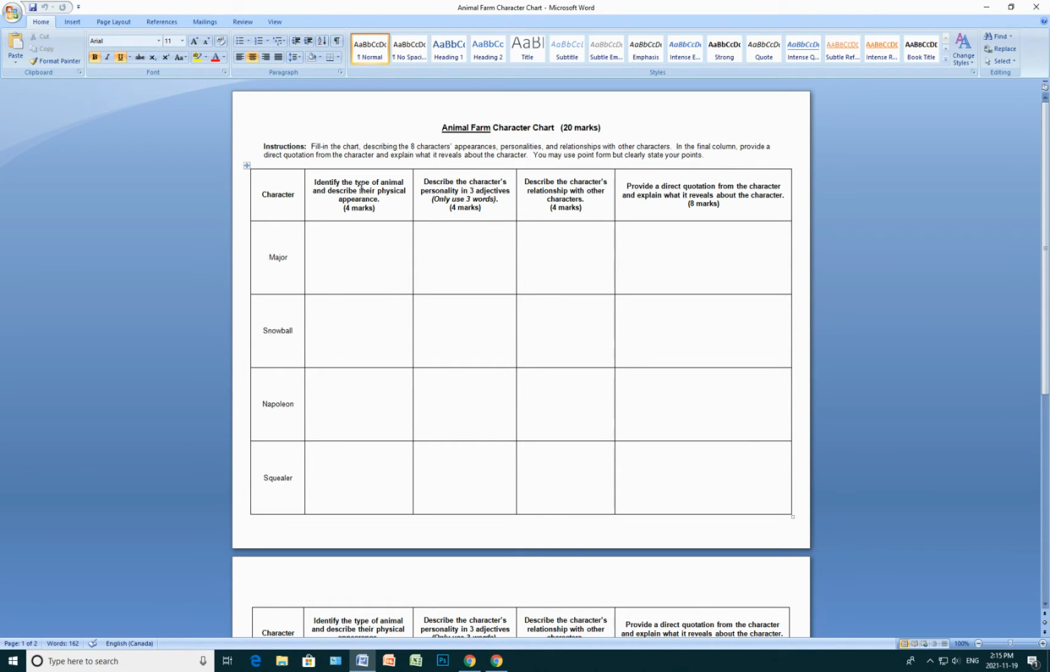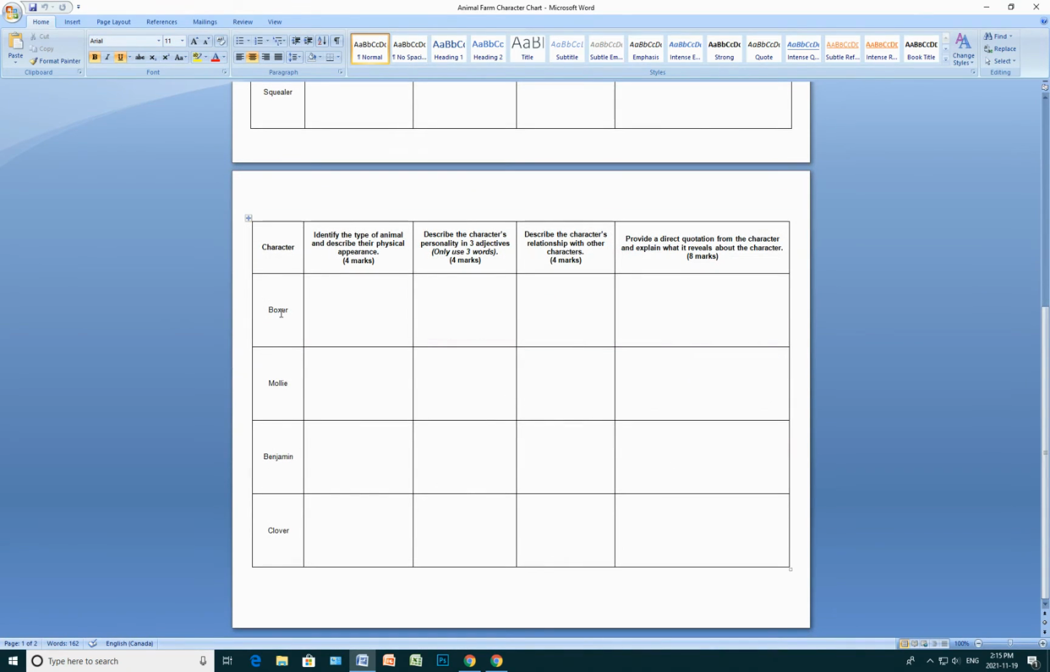The first column asks you to identify the type of animal and to describe their physical appearance. So Major, what type of animal is Major and what is his physical appearance? Snowball, Napoleon, Squealer, go on down the list here, Boxer, Molly, Benjamin, and Clover. For all of them, what type of animal are they and what is their physical appearance?